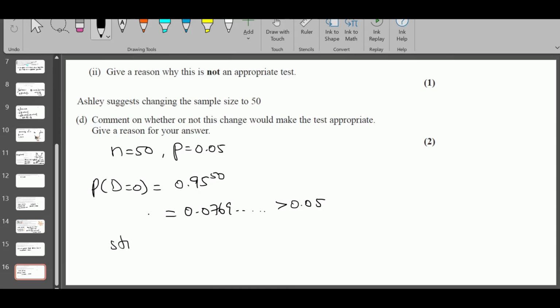Still not possible to reject H0. So you need to write, therefore Ashley's change would not make the test appropriate. Would not make the test appropriate, because it's not affecting anything. Still we are not rejecting H0. That's all.